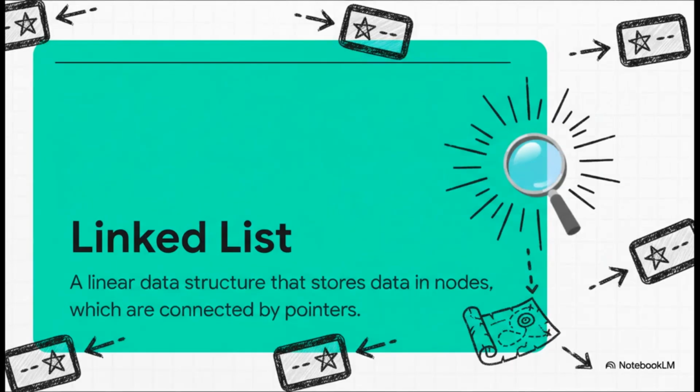And then we have the linked list. Now, this is totally different. Its elements can be scattered all over the place in memory. It's much more like a scavenger hunt, where each item doesn't just hold data, it also holds a pointer that tells you exactly where to find the next item in the chain.